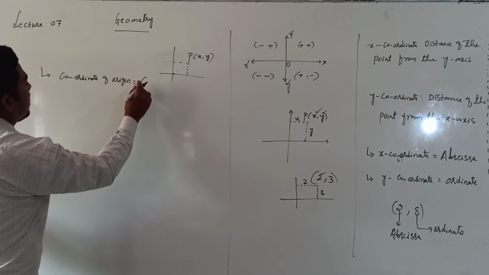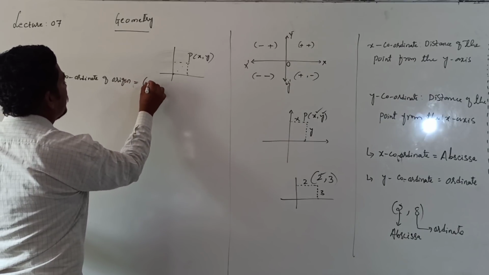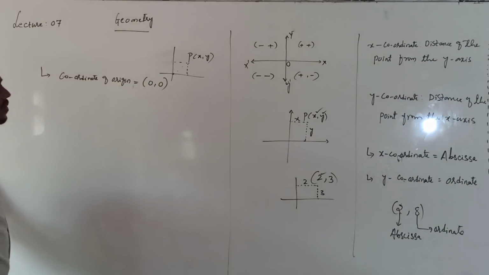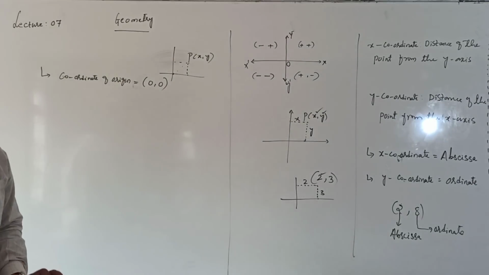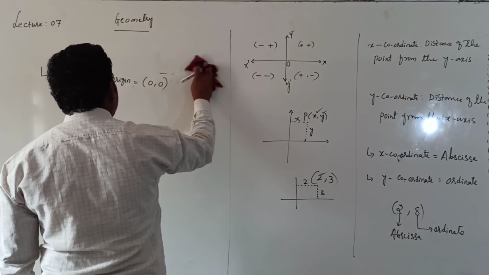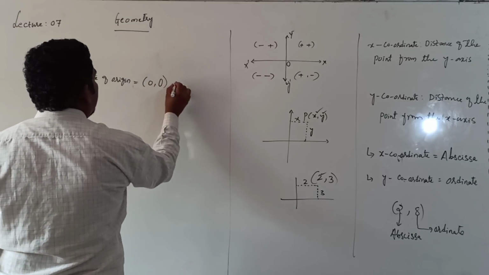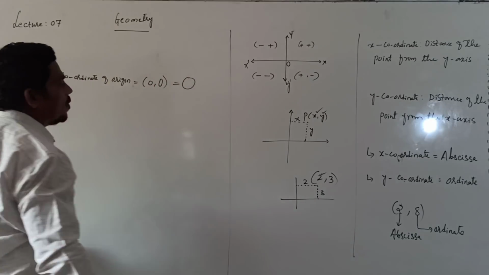Coordinates of origin are 0, 0. X coordinate 0, y coordinate is also 0. And origin is denoted with O.